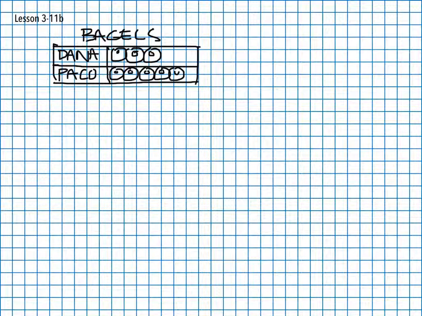And this, ladies and gentlemen, is a pictograph. And the only thing that we're missing from this pictograph is our key. And our key tells us what each one of these images represents. And in this case, our key is that 1 is equal to 10 bagels.